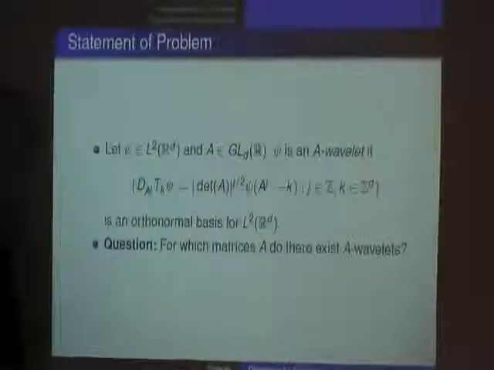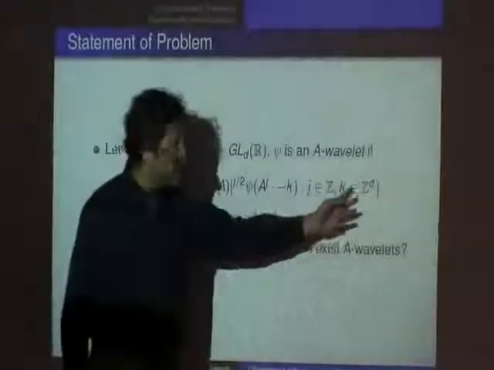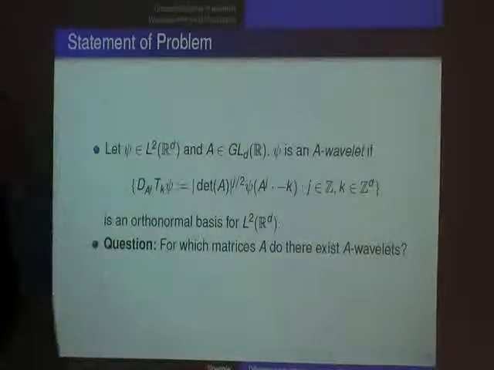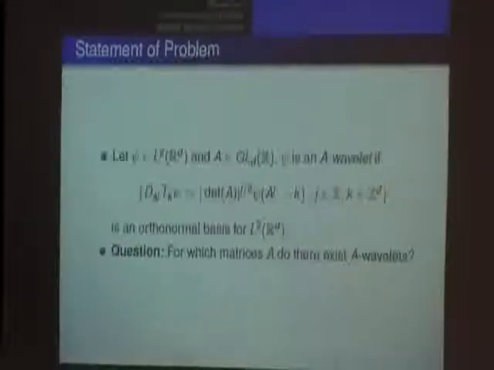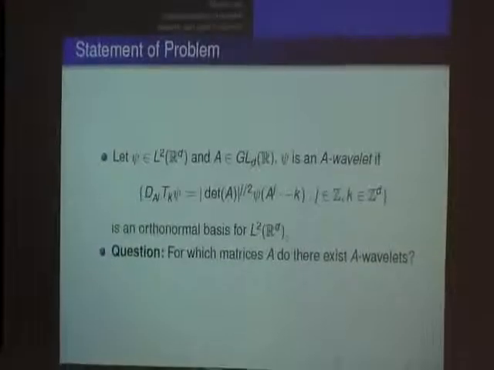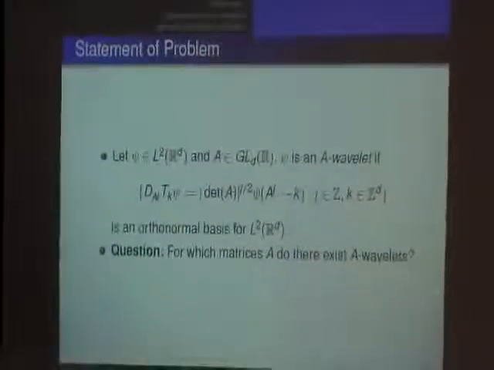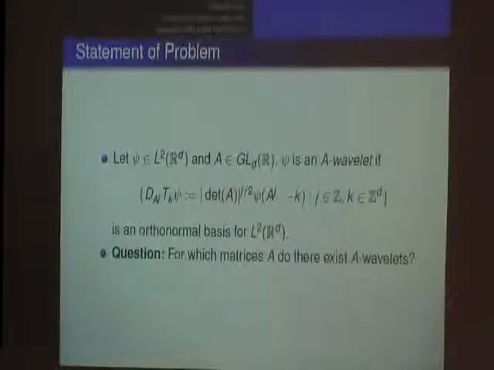I can also not assume anything about the translations. You might say you're assuming something about the translations, but if you get a change of basis, this is still the general case. If you're willing to consider all matrices, then the integer translations are the general case. And the general question that has kept me busy is just the first question you might ask, having seen this definition: which matrices A are there A wavelets? If you show this to someone, that would probably be the first question they would ask.